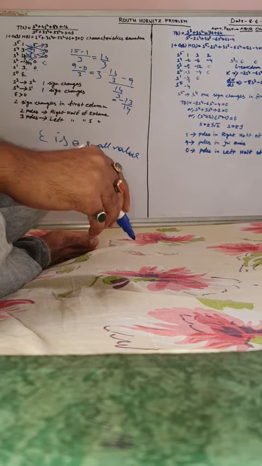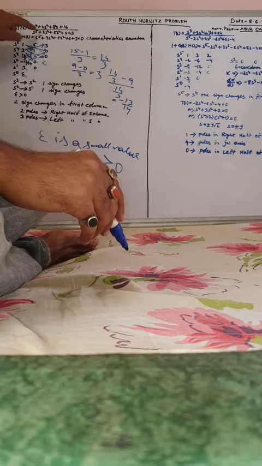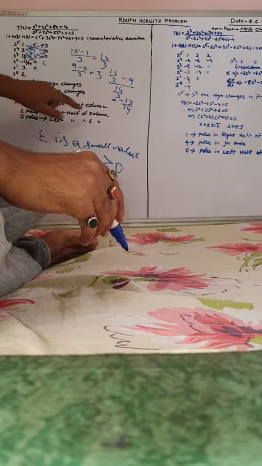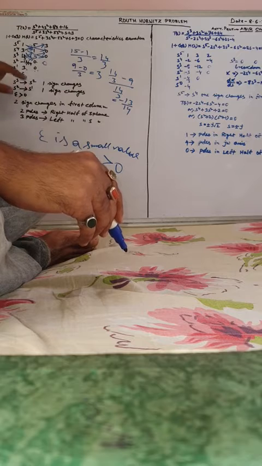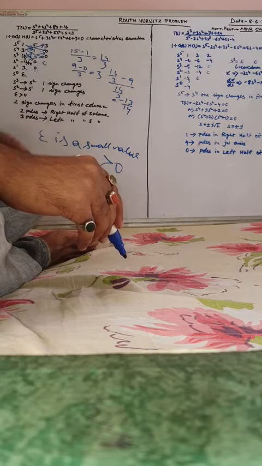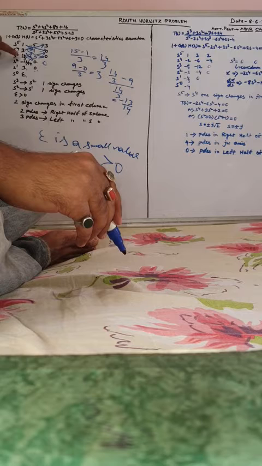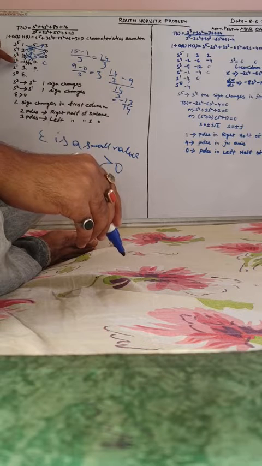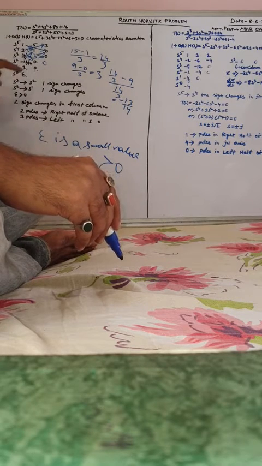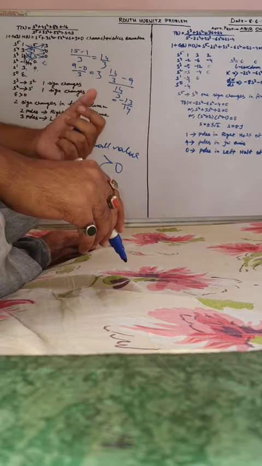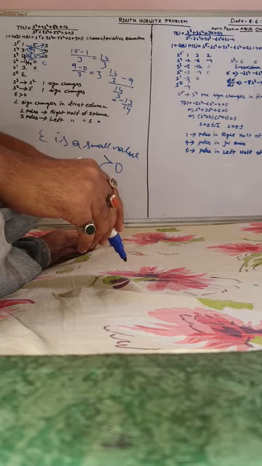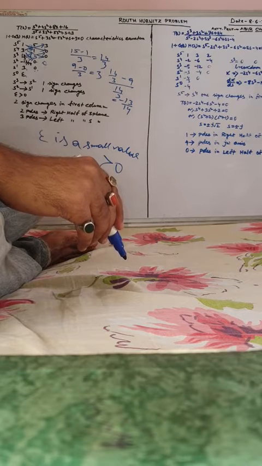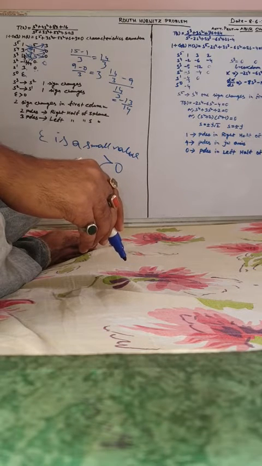So in this case, two poles will lie in the right half of the s-plane and three poles will lie in the left half of the s-plane, because there are only two sign changes. s^3 to s^2, one sign change. s^2 to s^1, one sign change. So the number of sign changes in the first column gives the exact number of poles that lie in the right half of the s-plane. So three poles lie in the left half and two poles lie in the right half of the s-plane. Okay.